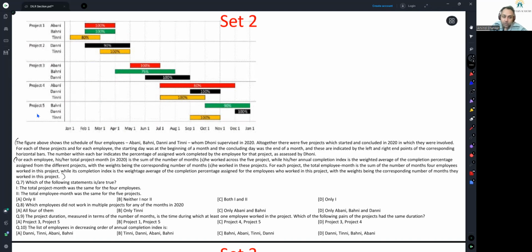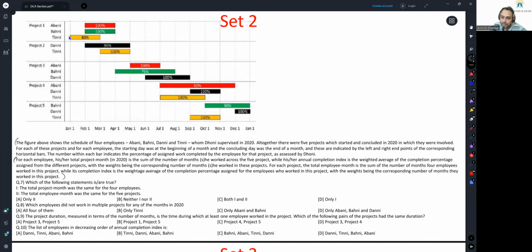The figure above shows the schedule of four employees, Abani, Bahani, Danny, and Tini, which we will refer to as ABDT from now, whom Dhoni supervised in 2020. Altogether, there were five projects which started and concluded in 2020 in which they were involved. And within the graph, we have the five projects, project 1 to 5. For each of these projects and for each employee, the starting day was at the beginning of a month and the concluding day was at the end of the month.